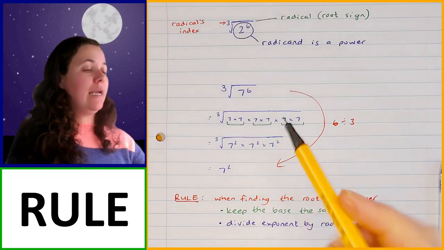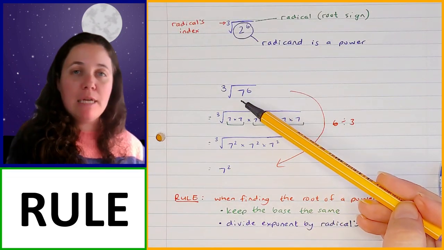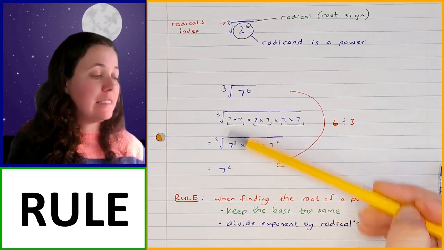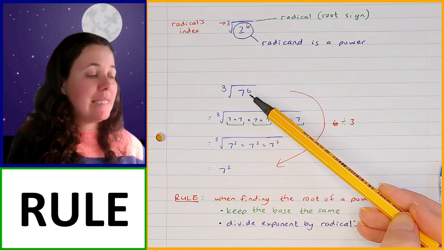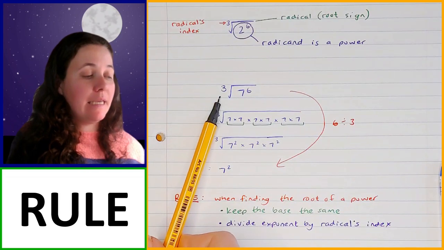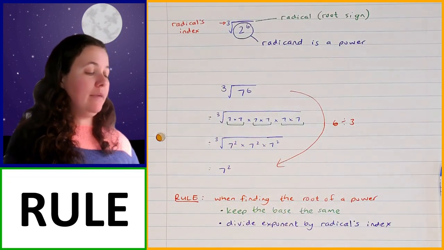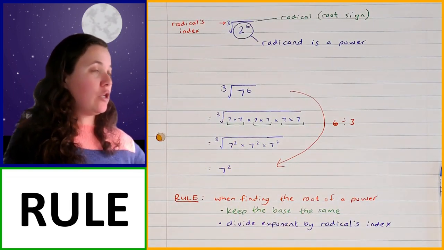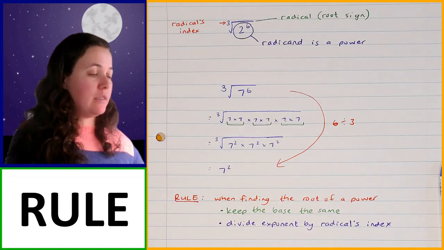Okay, so in this example over here, the base is my 7. It didn't change. It stayed 7. And then I take my exponent, which is 6, and I divide it by the radical's index, which is 3. Okay? Now, this can also be written like this.